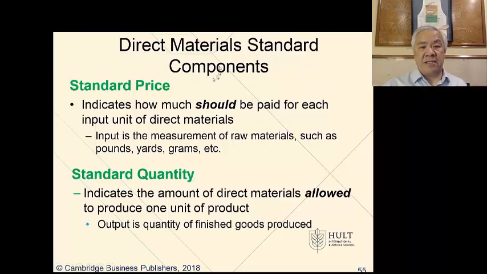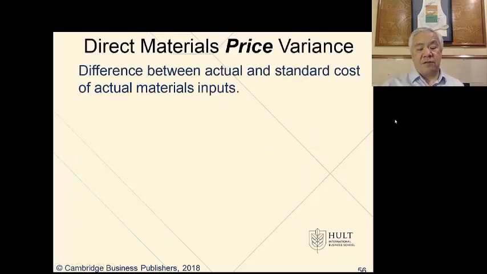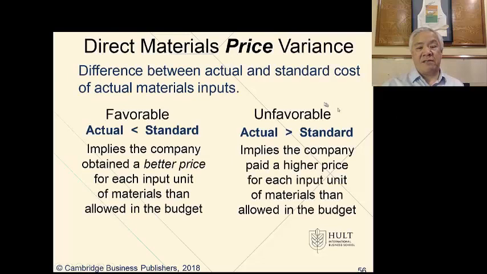For direct materials, we need certain data. First is, what is the standard price? In other words, what should it have cost us per unit, and how much should we have used per unit? That's what we look at: standard price and standard quantity. What things should be in terms of the price paid and the units of raw material used for a given product. The first one we'll look at is the price variance.